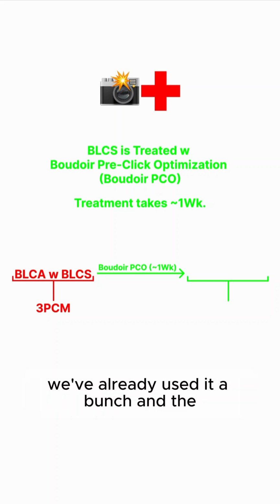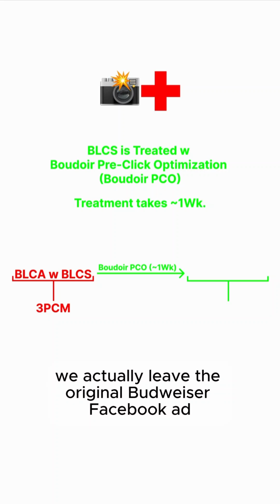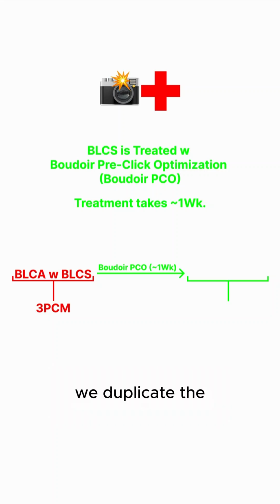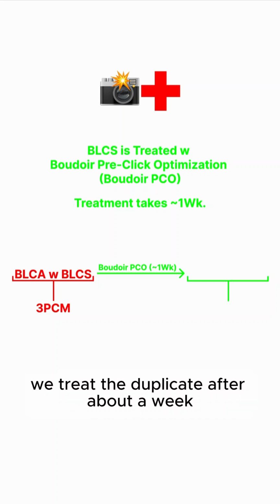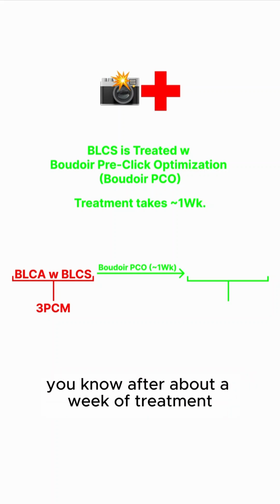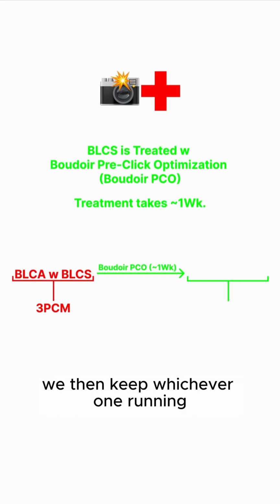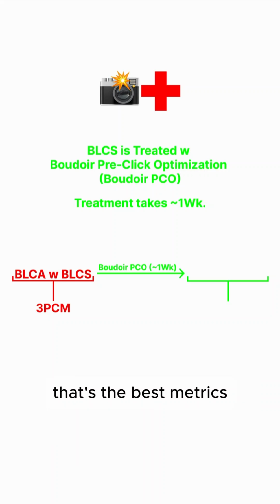We've already used it a bunch. The way the treatment works is we leave the original Boudoir Facebook ad. We actually duplicate it, and we treat the duplicated ad. So we leave the original, we treat the duplicate. After about a week of treatment, we look to see, and we then keep whichever one running has the best metrics. And it's always been the Boudoir Pico treated one that has the best metrics.